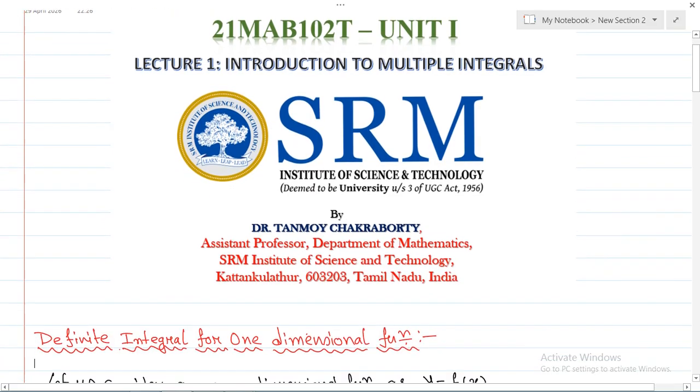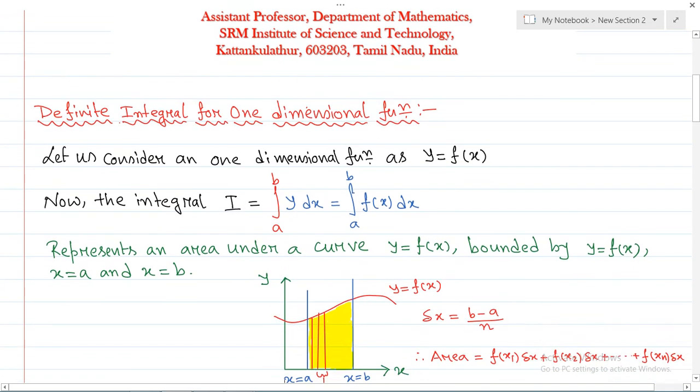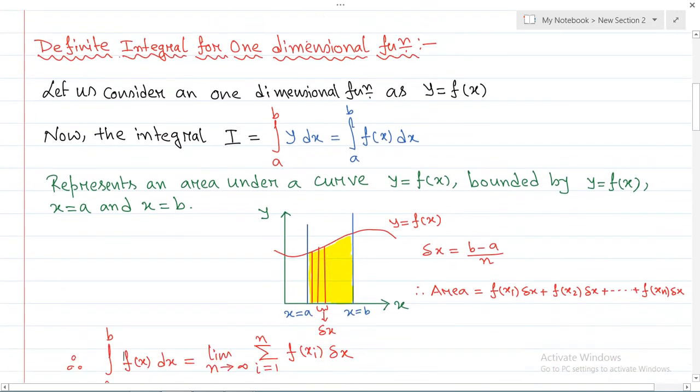First of all, before we go to the double integration, we need to understand the concept of the line integration or the single integration that we already learned in our class 12. So first of all, we need to understand the definite integral for a one dimensional function, right? Now suppose we have a function y equals f(x). We consider this function to be an integrable, real valued function. Over the real line we are able to integrate it.